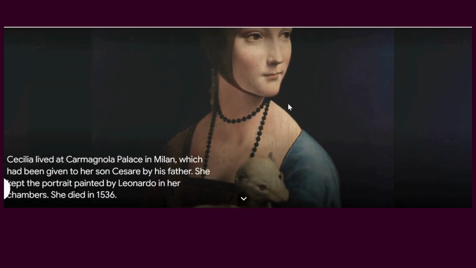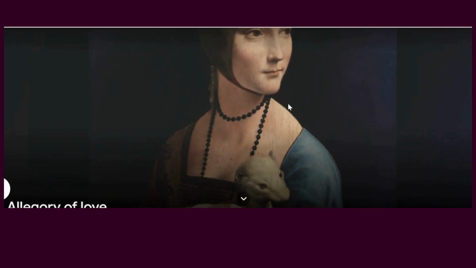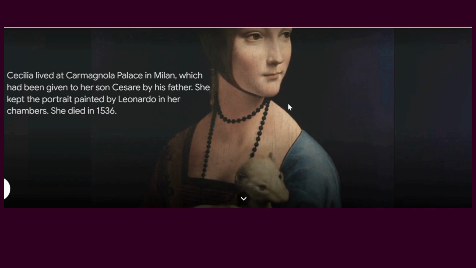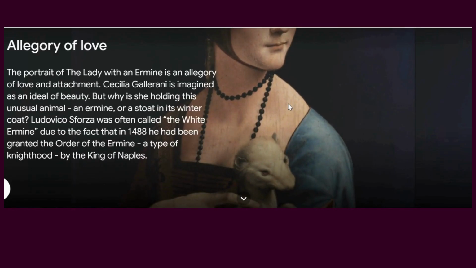Allegory of Love. The portrait of the Lady with an Ermine is an allegory of love and attachment. Cecilia Gallerani is imagined as an ideal of beauty, but why is she holding this unusual animal? An ermine, or stoat, was a symbol well known at court. Ludovico was often called the White Ermine due to the fact that in 1480 he had been granted the Order of the Ermine, a type of knighthood, by the King of Naples.